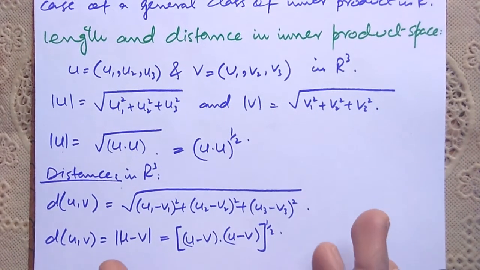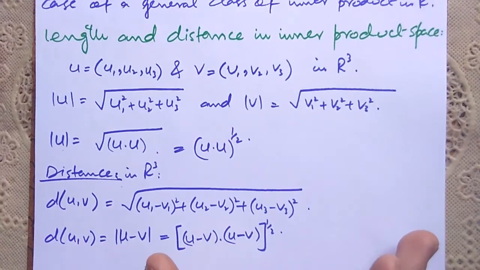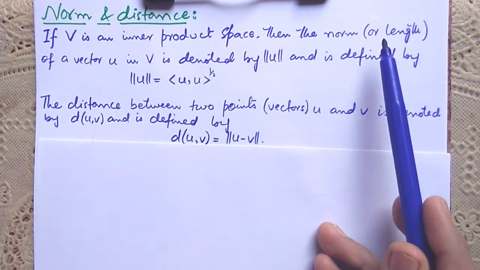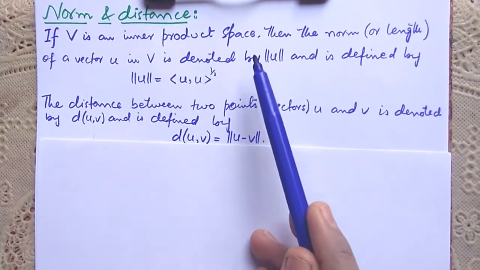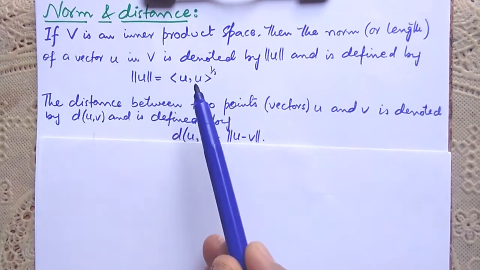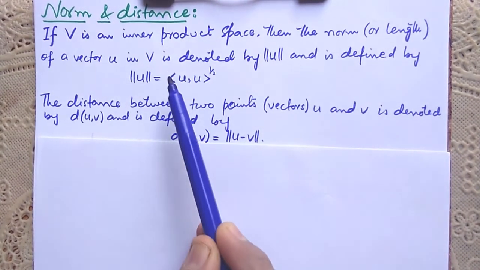But have you ever heard the term norm of a vector? What is meant by the norm of a vector? Let's see. So, norm and distance. If V is an inner product space, then the norm or length of a vector u in V is denoted by this notation and is defined by norm of u is equal to the square root of the inner product of the vector u with itself.